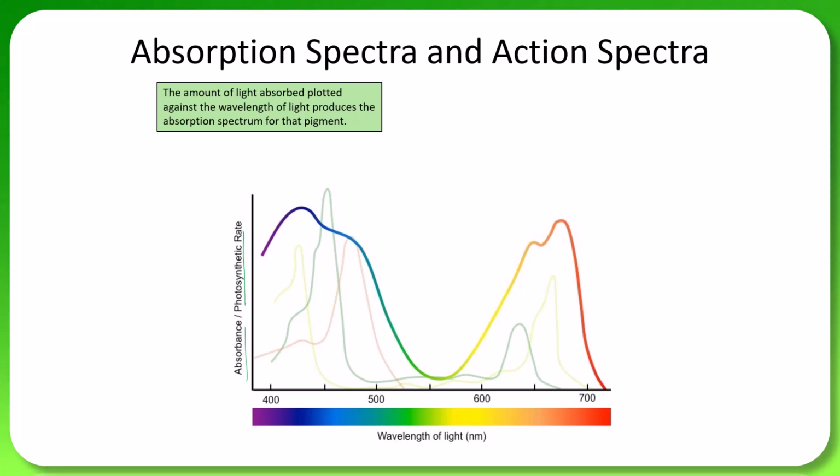Okay, this is the absorption spectrum of chlorophyll A. This is the absorption spectrum of chlorophyll B. This would be the absorption spectrum of the carotenoids. And when we look at this absorption spectrum, this is the amount of light absorbed by those particular pigments. So this entire part of the electromagnetic spectrum would be the visible spectrum.